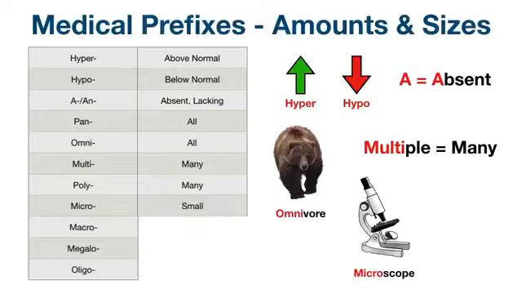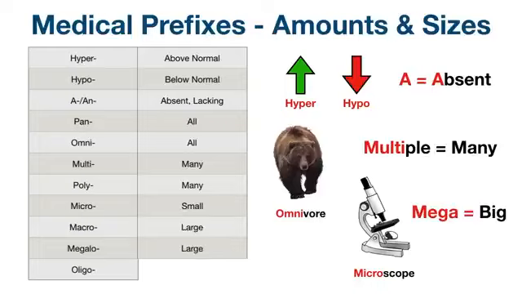The prefix micro means small, and opposite of that is macro, which refers to large. Megalo is also another way of saying large. For micro, just think of microscope to help you remember small, and then macro is simply going to be the opposite of that. And then for megalo, just think of mega to help you remember big. Finally, we have oligo, which means few or very little.